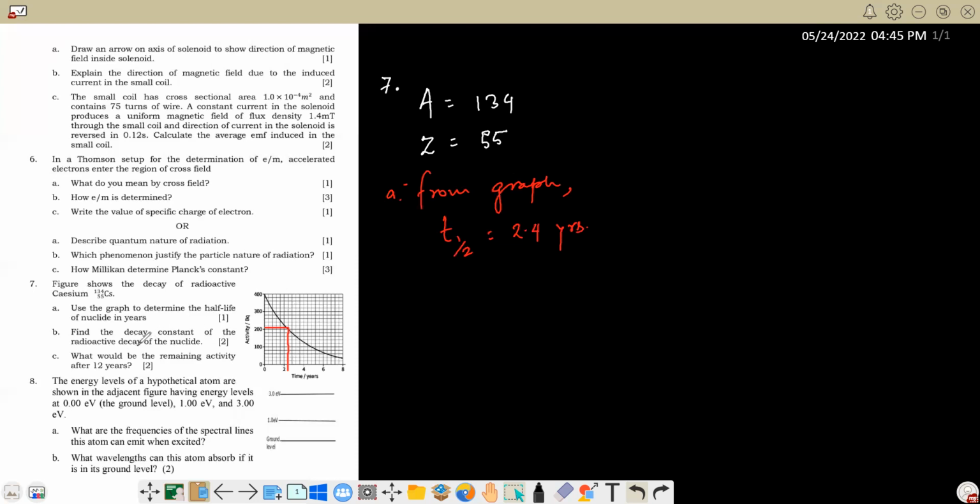Find the decay constant of the radioactive nuclei. Okay, so simple. From this information, we know that decay constant equals 0.693 divided by half-life. So this comes in here. Okay, third number, what would be the remaining activity after 12 years?